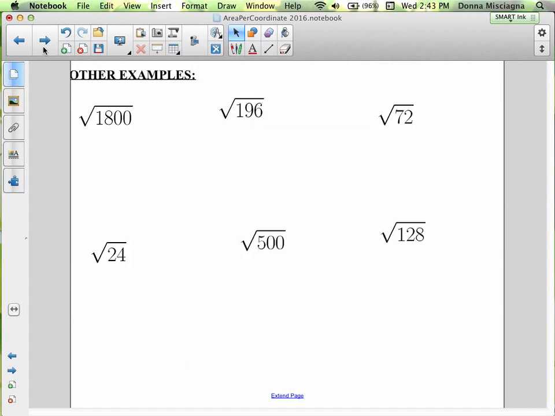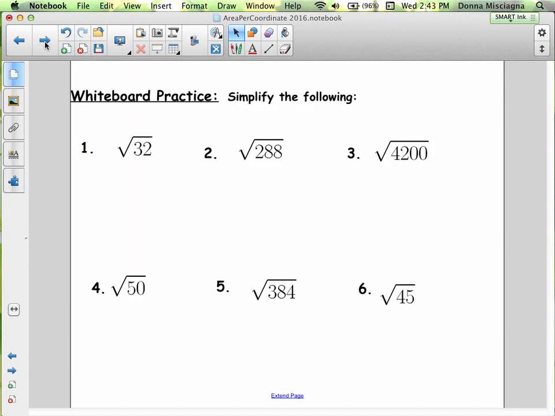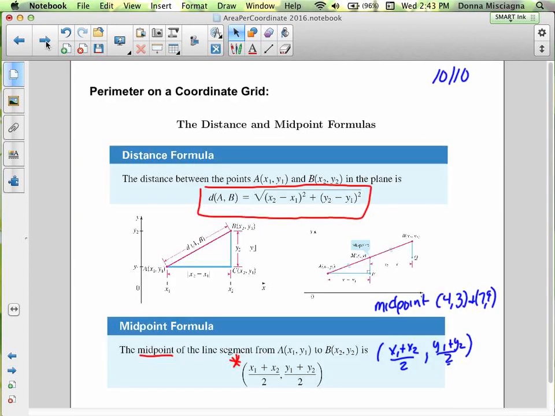So the one other page I wanted to finish was this page here, where we practice simplifying some radicals. And we practice finding the distance a couple times. And then I had a whiteboard practice. And then I was going to start the next lesson on Tuesday. So we'll have to finish up those last couple slides, and then we'll start with perimeter on the coordinate plane on Tuesday. Bye for now.